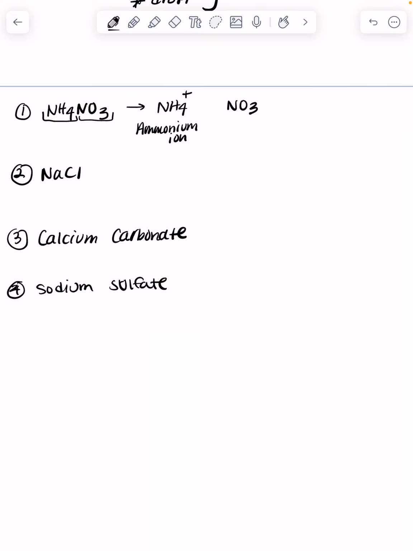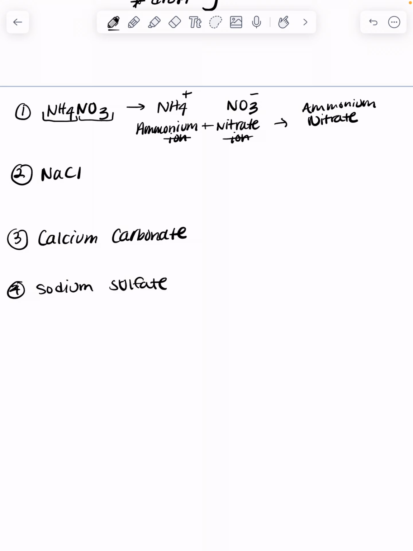NO3, I know this has a -1 charge, and if I was studying my polyatomics, I would also know this is a nitrate. This is a nitrate ion, right? So how we would name this is just get rid of the word ion and put these together. So this compound is called ammonium nitrate. Cool, right? Easy enough.